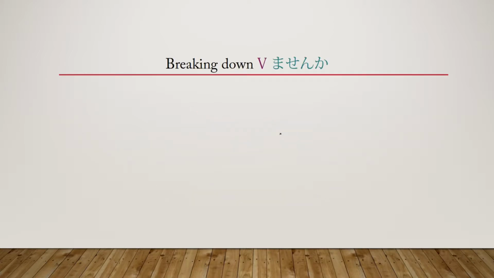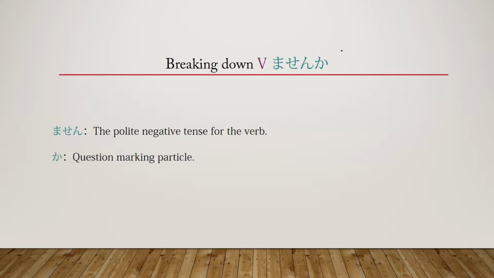But let's go ahead and break this down so we can see each of those parts. So we have the masen, like I was just talking about. That is going to be the polite negative tense of the verb. So these aren't two different things. This is going to be the verb in its stem plus that masen. Then, of course, we have our ka, which is going to be our question marking particle at the end.